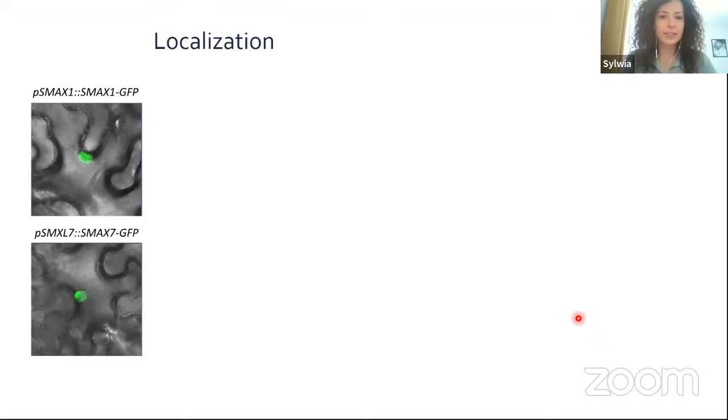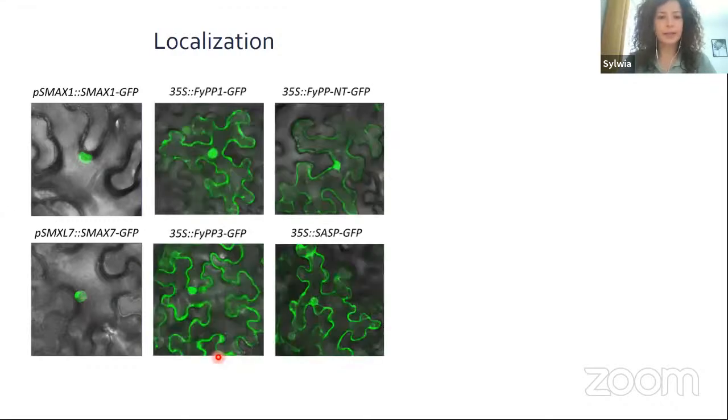So first of all, we checked their localization, if they localize to the same subcellular compartment, because this is already a first indication of possible interaction. So what we know for SMAXs is that both SMAX1 and SMAX7 are expressed only in the nucleus. And something which is very characteristic for them is that they're expressed in the nucleus not homogeneously, but in kind of dots, or so-called nuclear speckles.